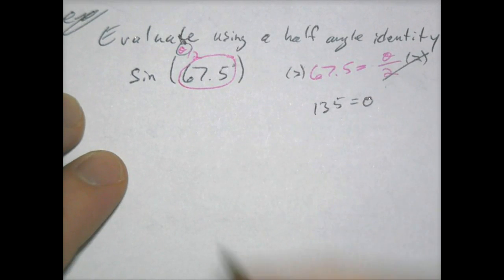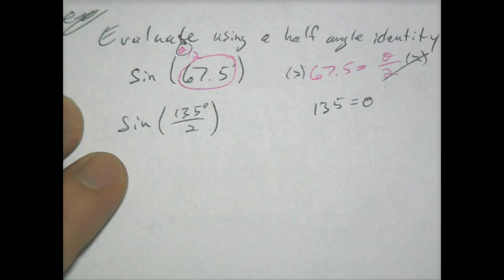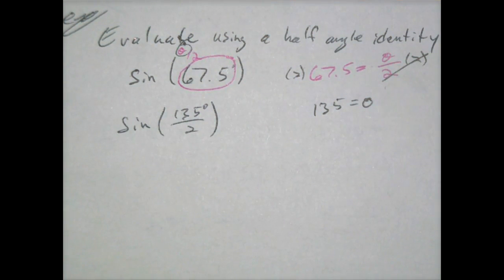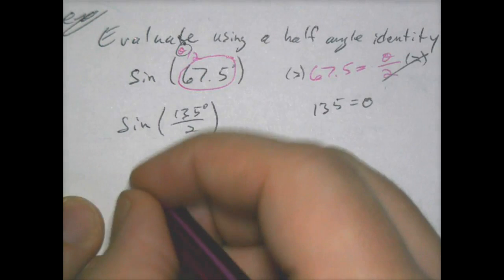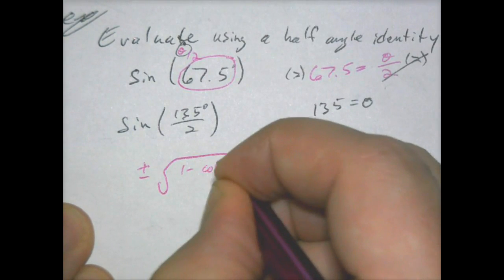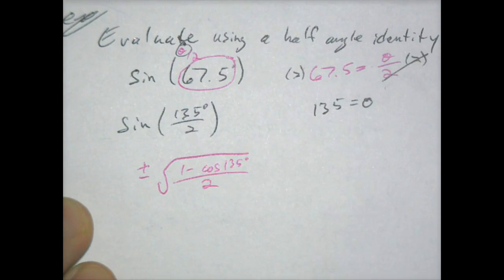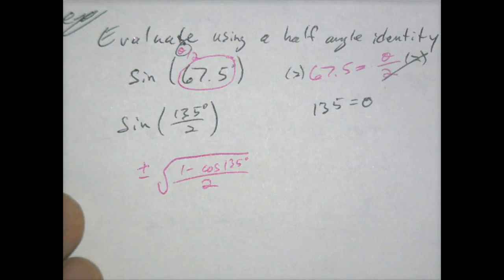So all that tells me is that I'm doing sine of 135 degrees divided by 2. And then from there I can use my identity sheet. Sine of some angle divided by 2 is plus or minus the square root of 1 minus cosine of that angle, all over 2. I can evaluate cosine of 135 degrees.